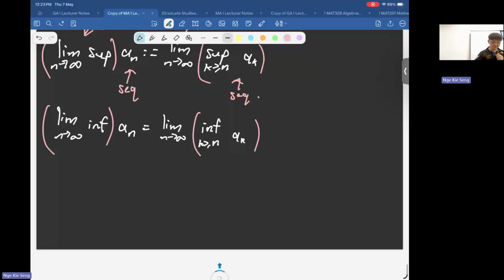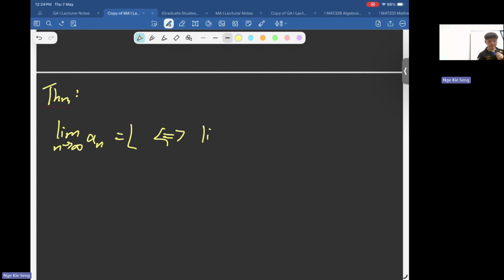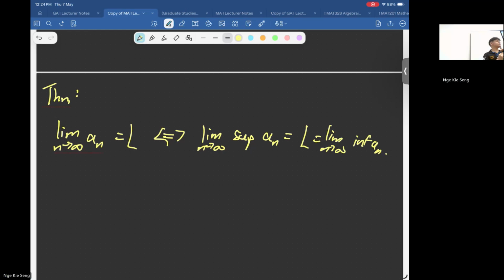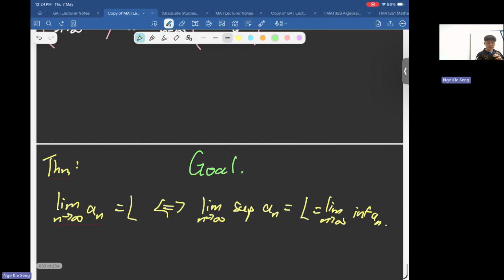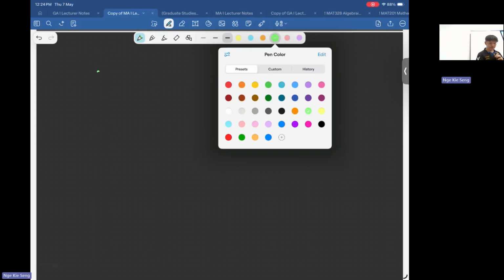So our goal is to show that theorem. Our goal is to show that the limit of a sequence is L if and only if the lim sup and lim inf are all equal to L. Lim sup and lim inf are equal to L. This is our goal. Right. Maybe I can motivate this statement with one more example.